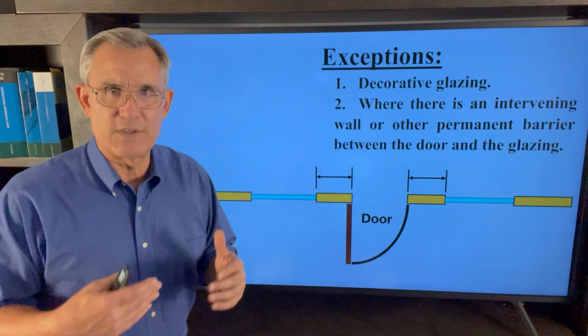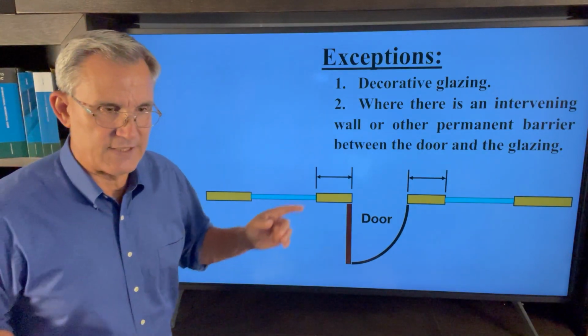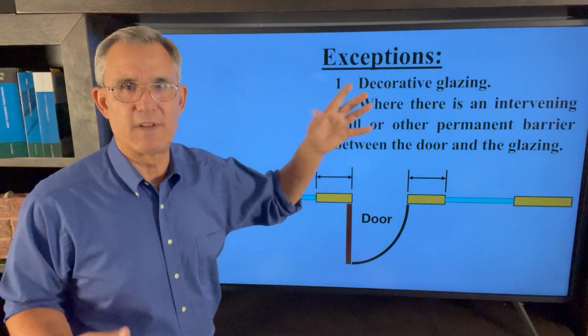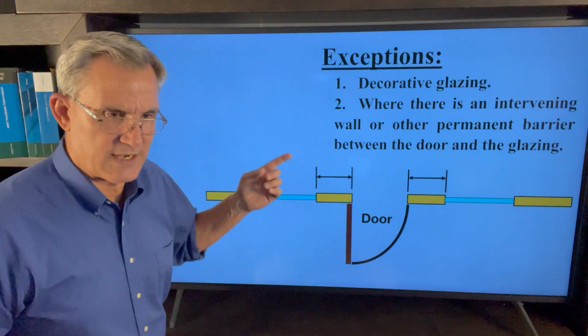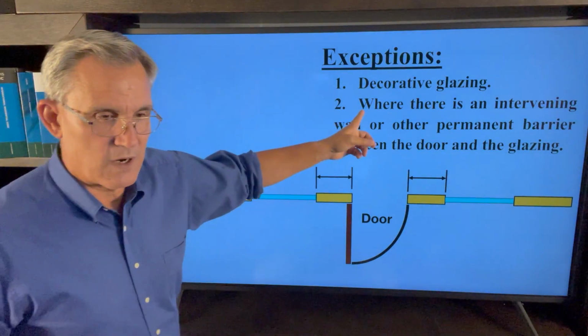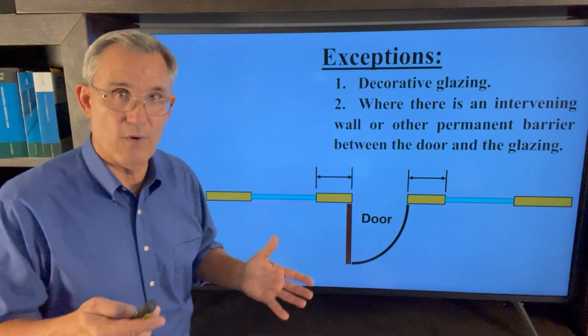Again, of course, there's always exceptions. There's got to be some exceptions. So we say, hey, it says decorative glazing. I covered decorative glazing in the first video on this thing, so look at that one. But then it's got a new one where what? Where there is an intervening wall or permanent barrier between the door and the glazing.